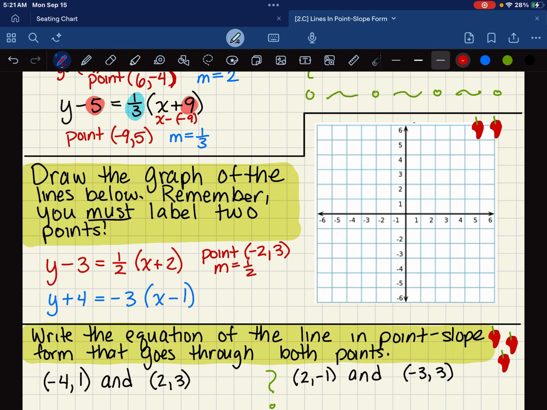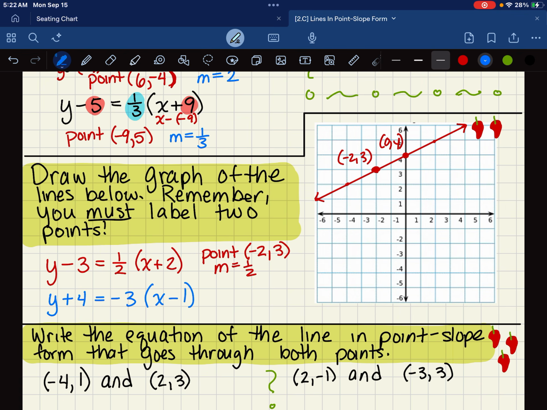So I'm going to go to -2, 3, and I'm going to plot that point and label that point. Then I have a slope of 1/2. From that point, I put my pencil on that point, and go up 1 and over 2. That puts me at the next point. I find it's easiest to continue that pattern up and down my graph. That makes it easier for me to draw a line. But you only have to label 2 of them.